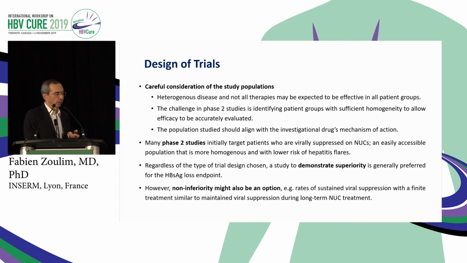It was also, I think, agreed that the demonstration of superiority would be generally preferred for the HBs loss endpoint, but that non-inferiority might also be an option if, for instance, we had a situation where sustained viral suppression with a finite treatment would be similar to a lifelong therapy with NUCs. So this also has to be discussed, and we had a very interesting discussion yesterday night. It was a first workshop on that point.